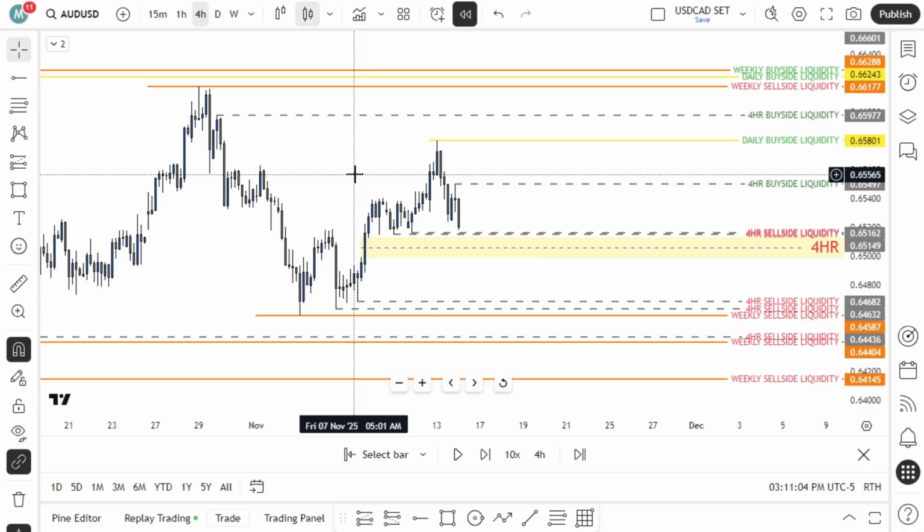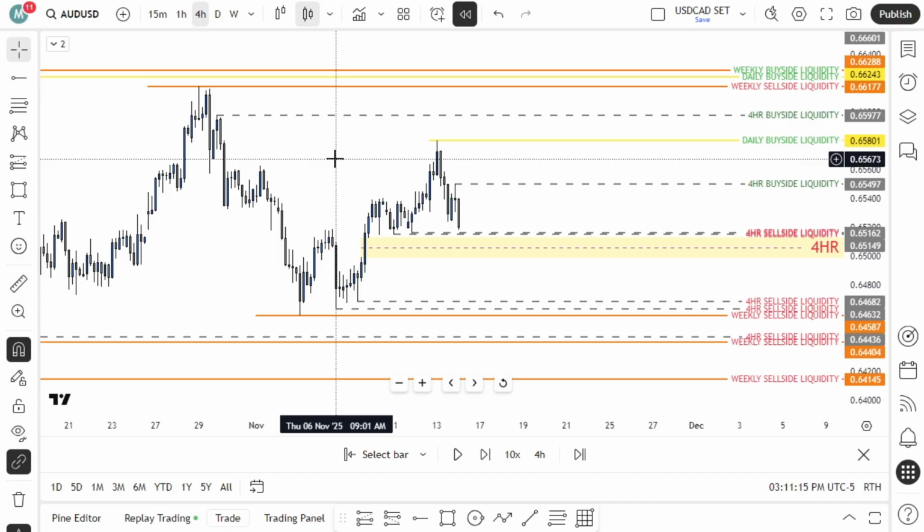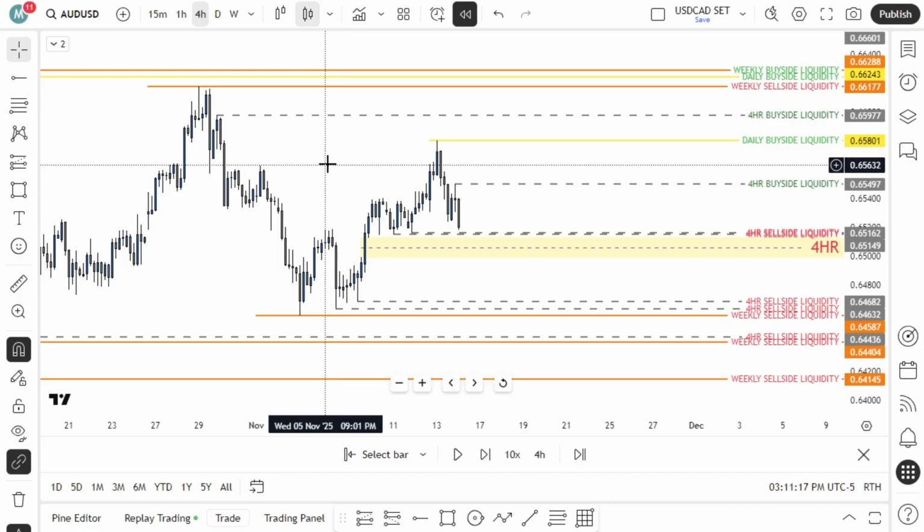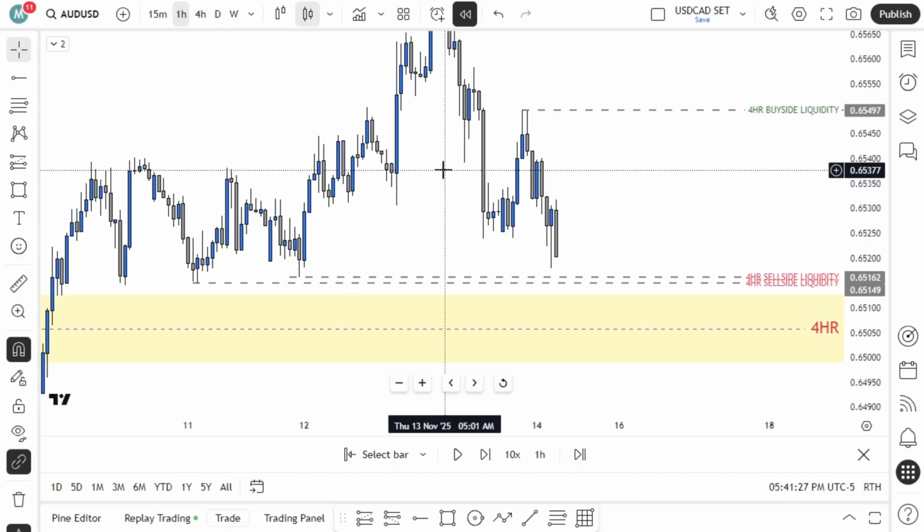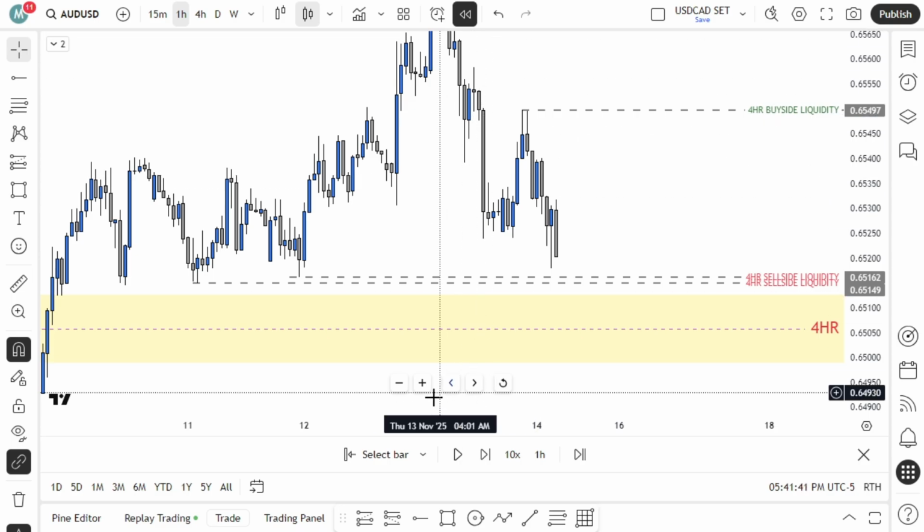Okay, so now that we've labeled everything, you can go ahead and scroll down to the 1 hour to see how price reacts to certain levels. All right, let's see how price reacts on the 1 hour time frame to find our bias on whether or not we should enter a trade.